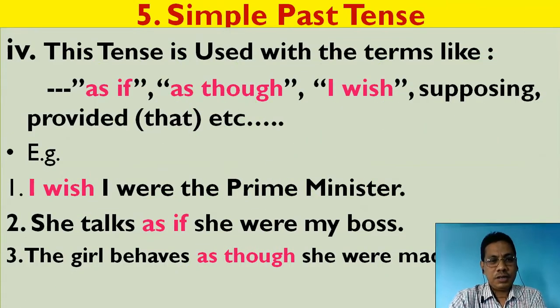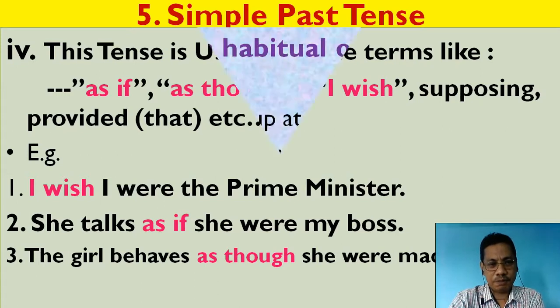Then this tense is also used with terms like as if, as though, I wish. These three patterns are there, like as if, as though, I wish, and even supposing, provided that, etc. For example, I wish I were the Prime Minister. She talks as if she were my boss. The girl behaves as though she were mad. These are the examples of simple past tense.